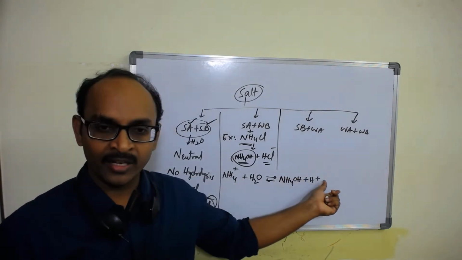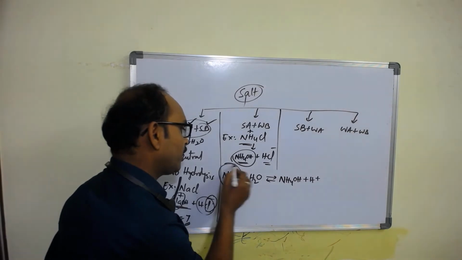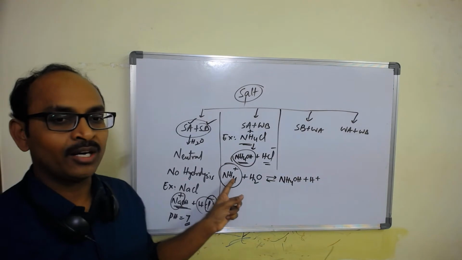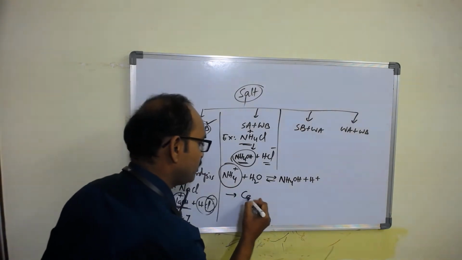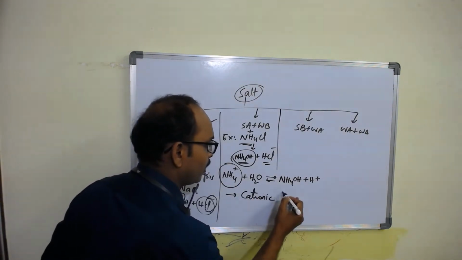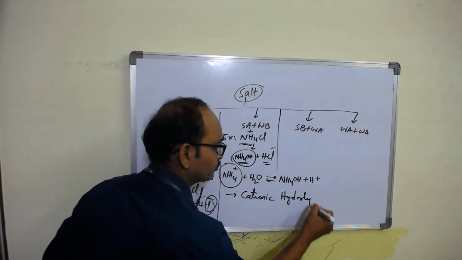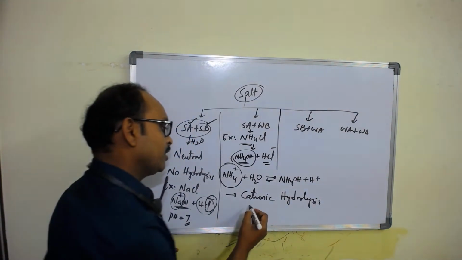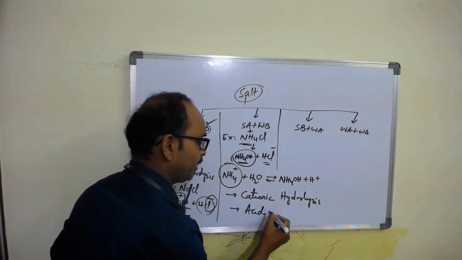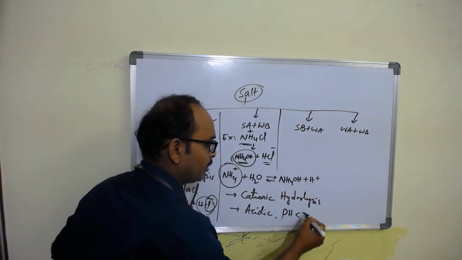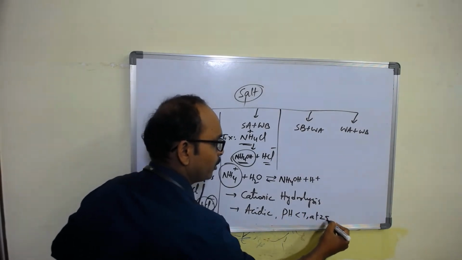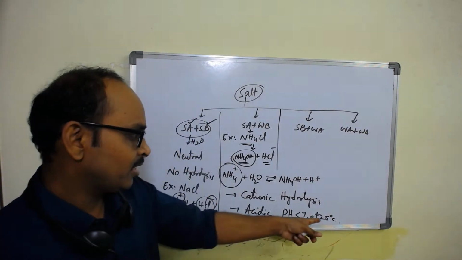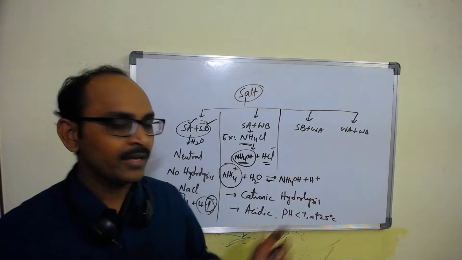So the aqueous solution is acidic in nature, and very importantly, what kind of hydrolysis is taking place? Which ion is undergoing hydrolysis? Cation is undergoing the hydrolysis. We call it the cationic hydrolysis. In case of this salt, cationic hydrolysis is taking place and the solution is becoming acidic in nature. So the pH value will become less than 7 at 25 degree Celsius. With respect to 25 degrees Celsius, it will be less than 7.